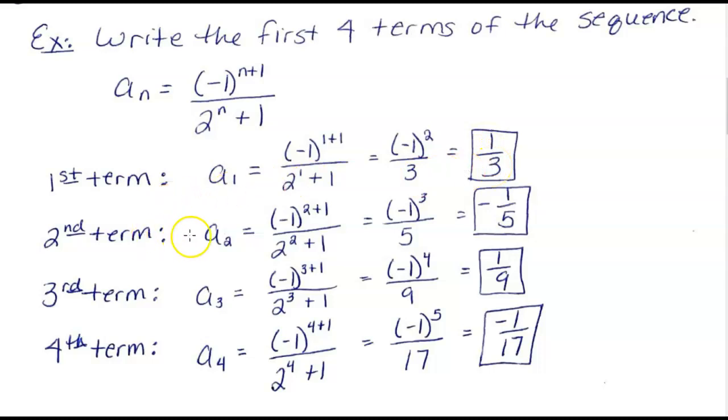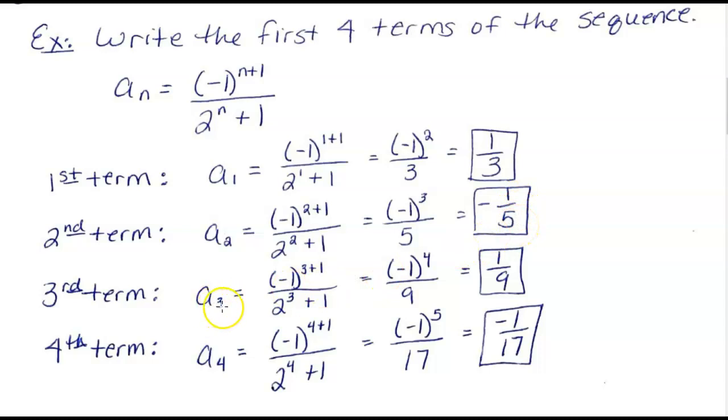The second term, a sub 2, means I'm going to let n equal 2. So negative 1 to the power 2 plus 1 divided by 2 to the second plus 1. So the numerator would become negative 1 to the third. 2 squared is 4 plus 1 would make the denominator 5. When I cube negative 1, I get a negative 1. So I get negative 1 over 5.